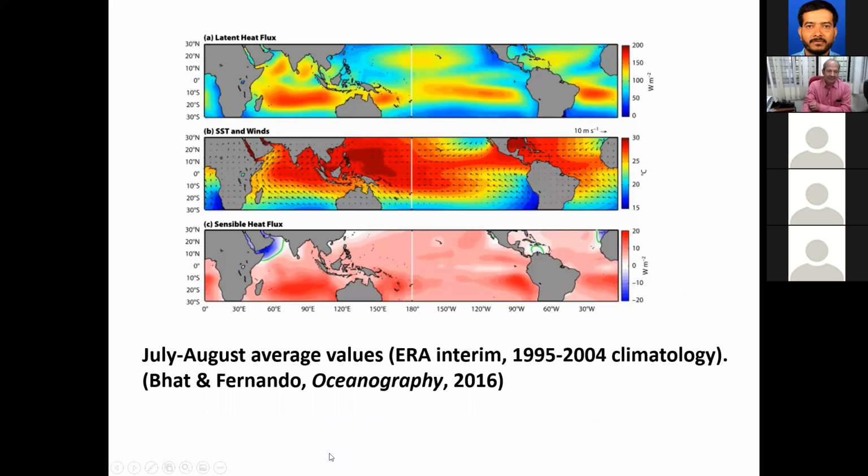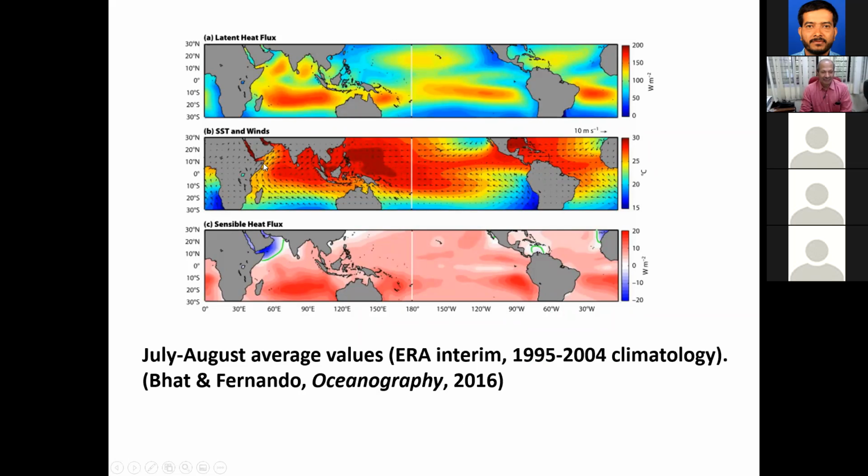Just to give you a glimpse of the energy which water vapor carries. This is taken from a paper which appeared in Oceanography in 2016, ERA-Interim climatology. The top figure shows the latent heat flux only over the ocean. The scale here is 0 to 200 watts per meter square. The red is 200. The bluish color means the low values. Very high evaporation occurs between 10 and 20 south.